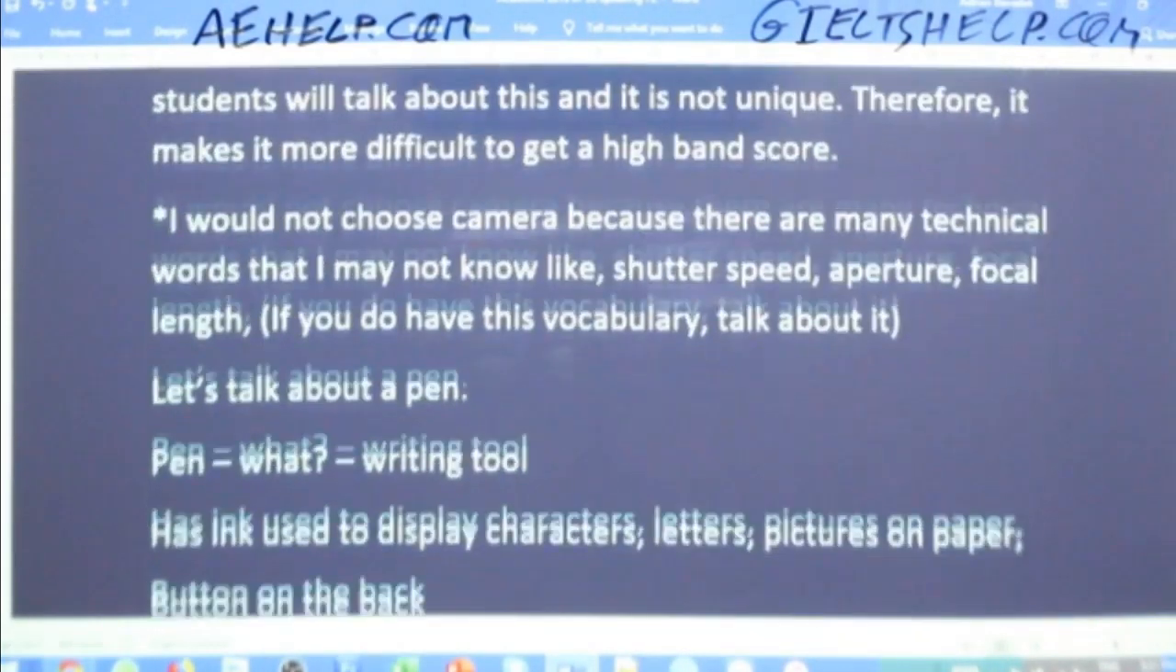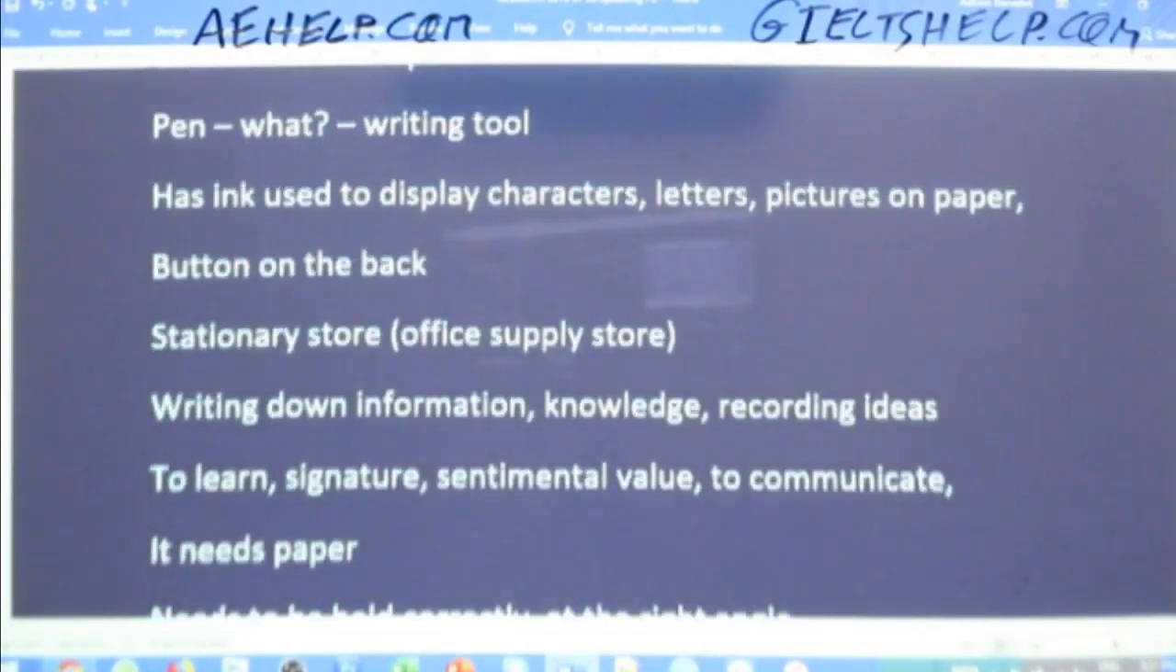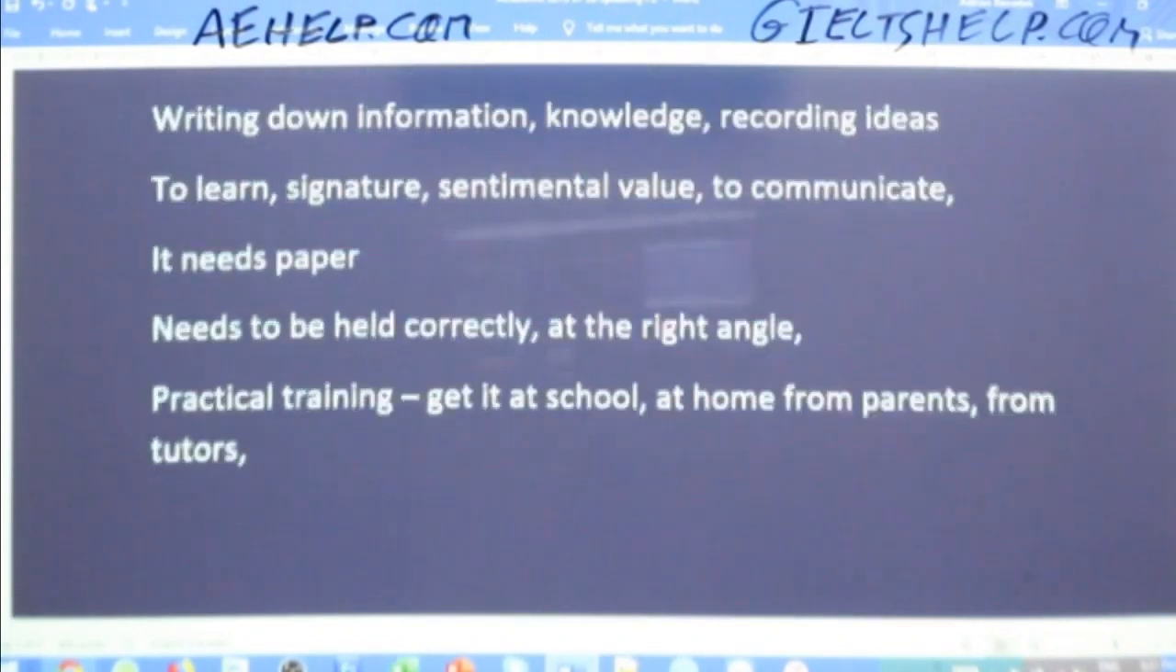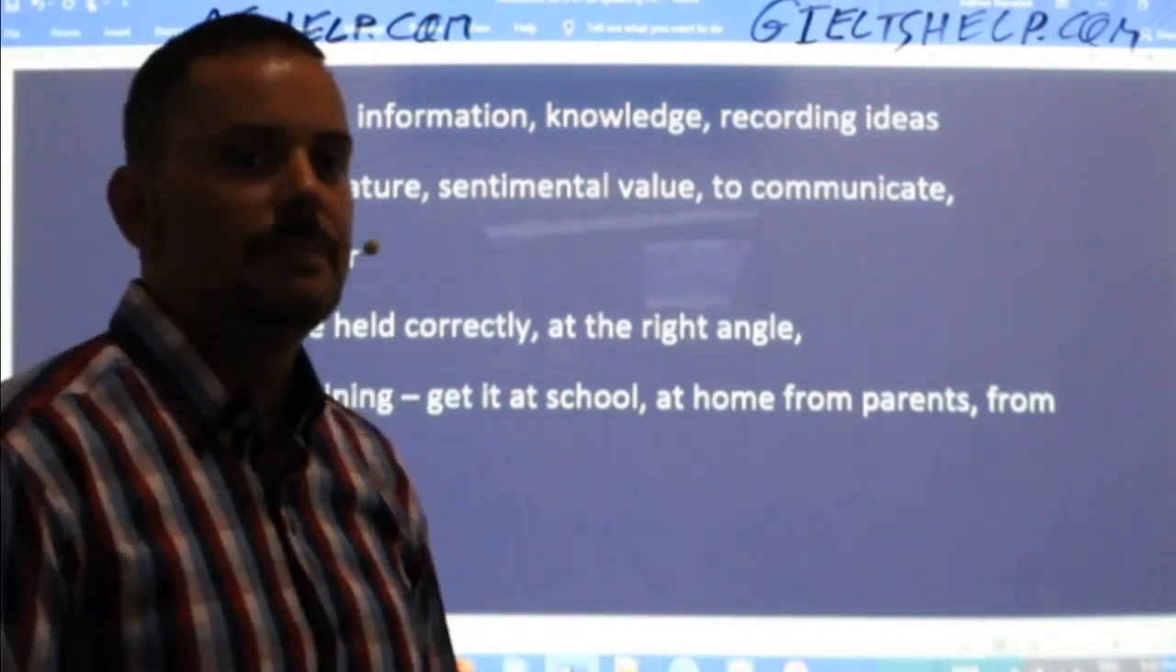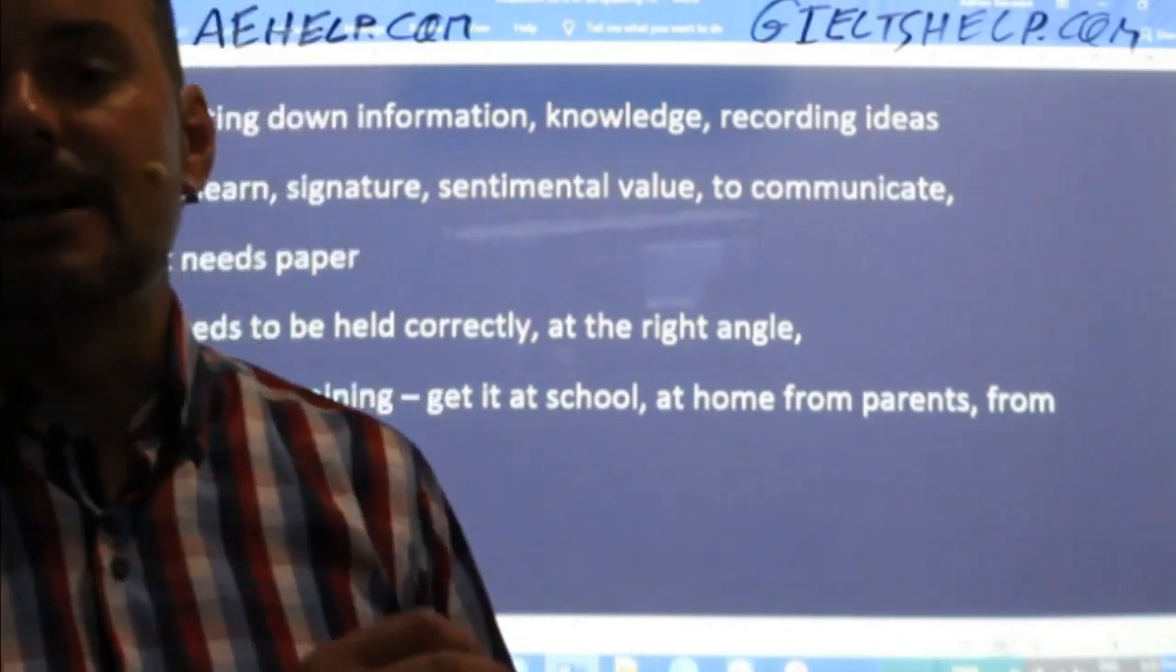So what is a pen? It's a writing tool. It has ink. It has a button on the back. I have a really nice black, thick pen made by Parker. It's a quality, heavy pen made of metal. It needs paper. I use it for signatures. Of course, I'm writing down some of this, okay? And I write down my first sentence as well.